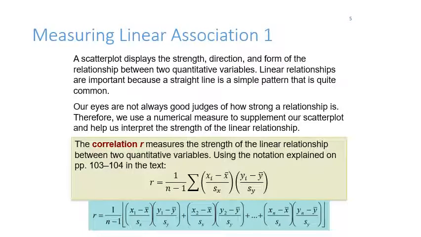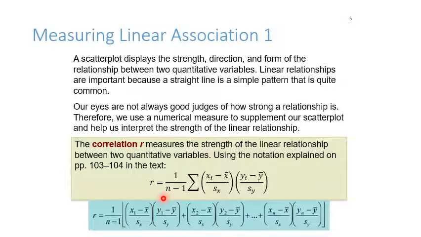So a scatter plot displays the strength, direction, and form of the relationship between two quantitative variables. Linear relationships are important because a straight line is a simple pattern that is quite common. We use numerical measures to supplement our scatter plot and help us interpret the strength of the linear relationship. For that we use correlation, which is represented as R. This measures the strength of the linear relationship between two quantitative variables.